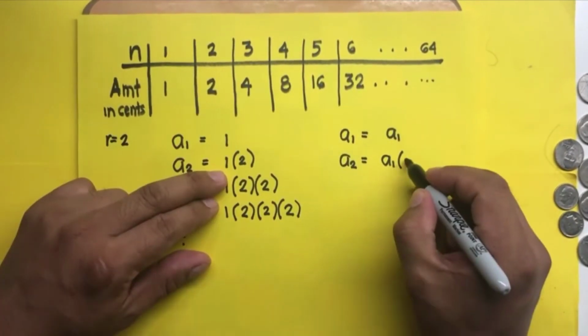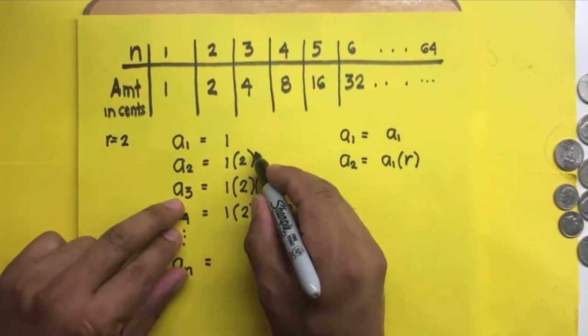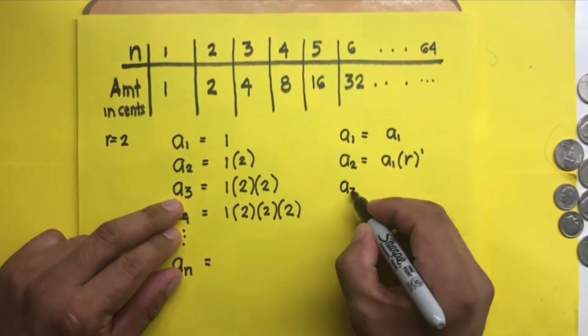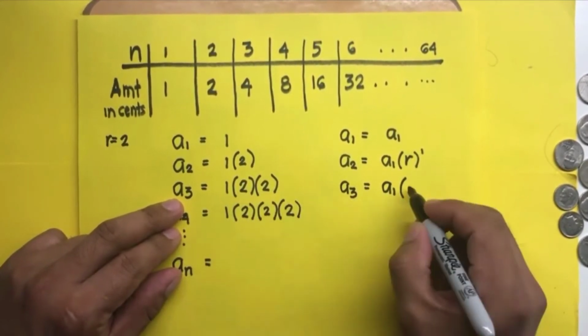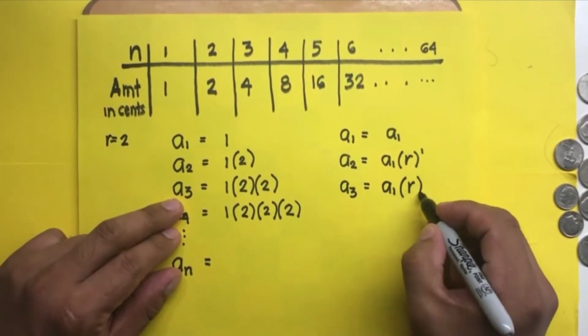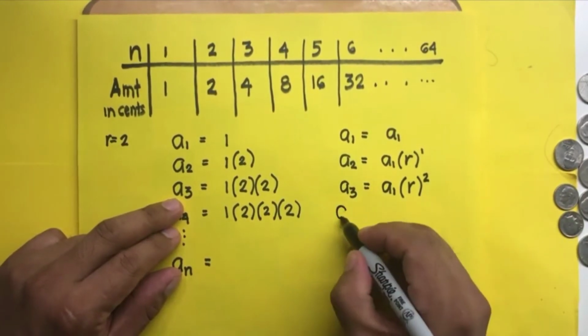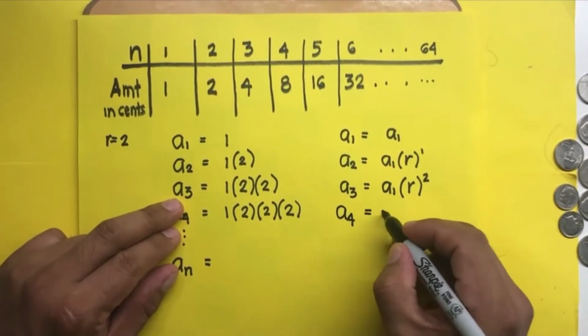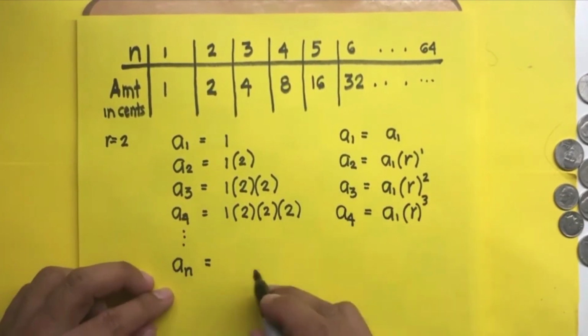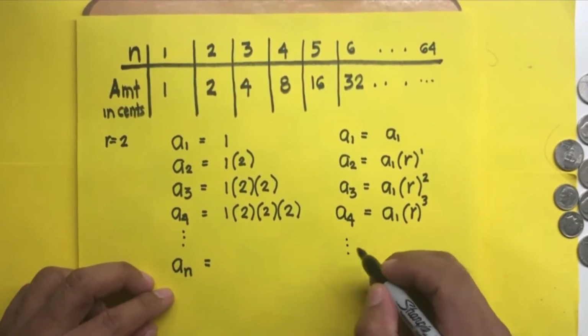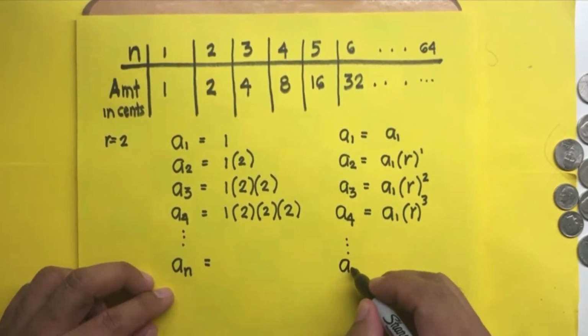This is the first term times the r value, which is raised to the first here. For the third term, or for the third square, we have the first term times r squared. And then in the fourth square, it's the first term times r raised to the third. If you're going to follow this pattern, what would be the representation for a sub n?